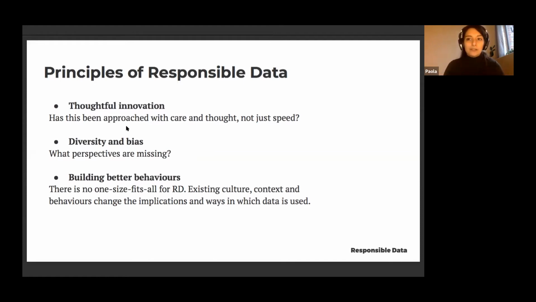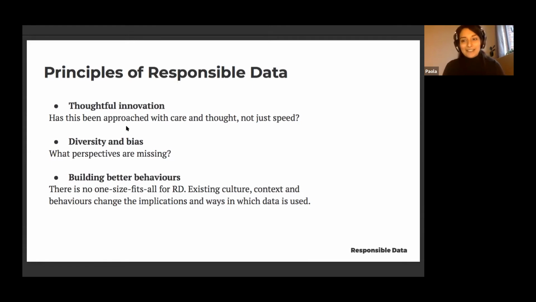So we are all here together to think about these questions, and we don't have the same context. We don't work in the same organization. We don't work with the same communities. So in any case, the way that we behave and the way that we implement principles of responsible data in our work are going to be different. And depending on the culture, the context, and the organization where we work, the implication of that changes, and the ways in which data is used also changes.